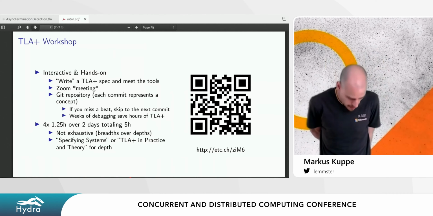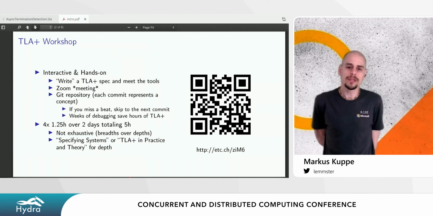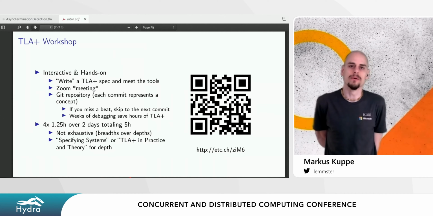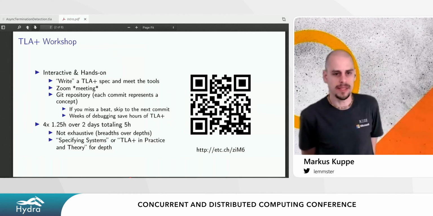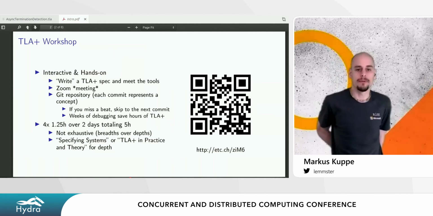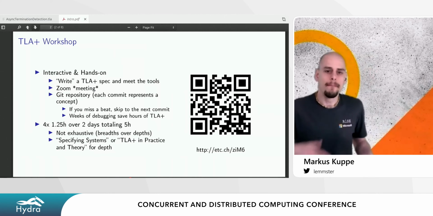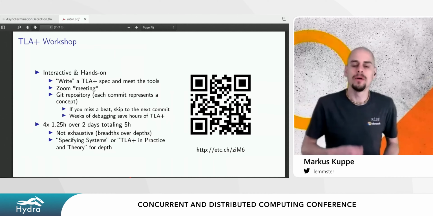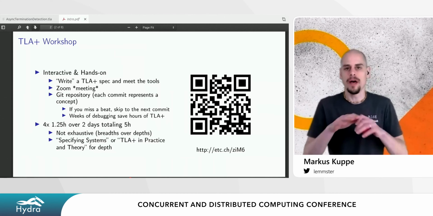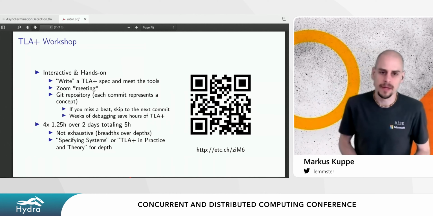The material happens to be a Git repository where each commit represents a new concept of TLA Plus, or this termination detection algorithm that we're going to study with TLA Plus. And the advantage, from my perspective, is that should you miss a step in the workshop, in the tutorial, you can just skip to the next Git commit, and then you have a known good baseline.